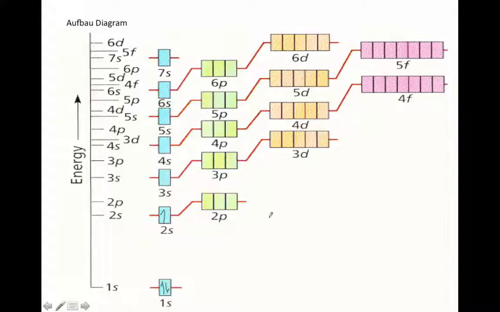So if I could summarize this for lithium, in the 1s orbital, I have 2 electrons with opposite spins. And in the 2s orbital, I have 1 electron. And I tend to put up spins in first. So this right here is called an orbital diagram or orbital notation.